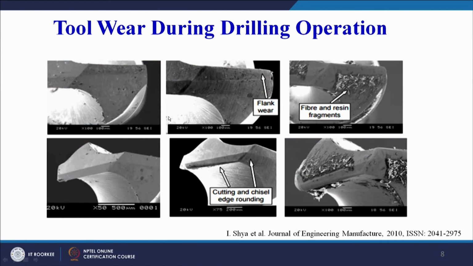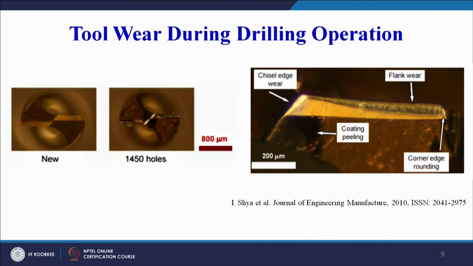This is the tool wear during the drilling operation. Different flank wear can take place. Cutting and chisel edge rounding can take place from here. You can see the damaged fiber and the resin fragments are present on the drilling surface. They get stuck to the drill surface. So tool wear is also one big challenge in the case of drilling of composite materials.